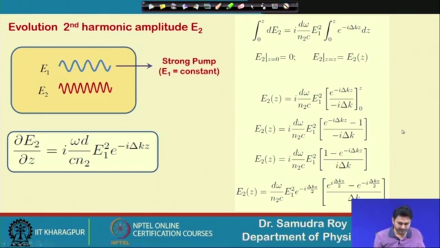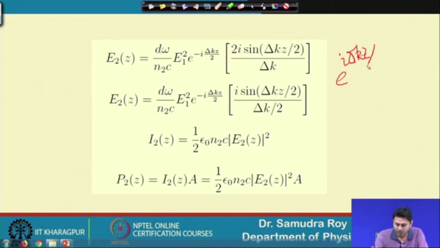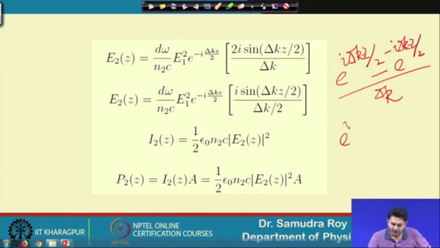So, go back to the next slide. Yeah. So, we have one important term here, which is e to the power of i delta k z by 2 minus e to the power of minus i delta k z by 2, divided by delta k. This term is nothing but e to the power of i theta minus e to the power of minus i theta, if I say delta k z divided by 2 is theta. So, once we have e to the power i theta minus e to the power of minus i theta.